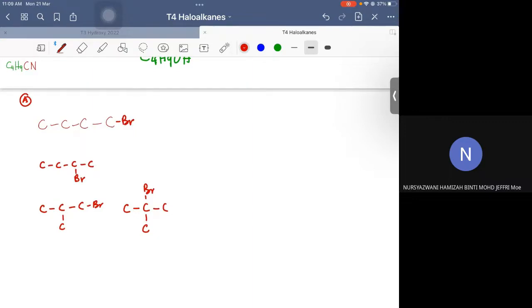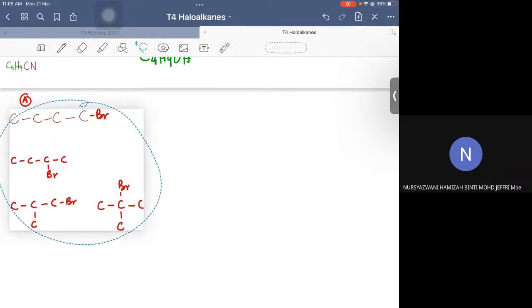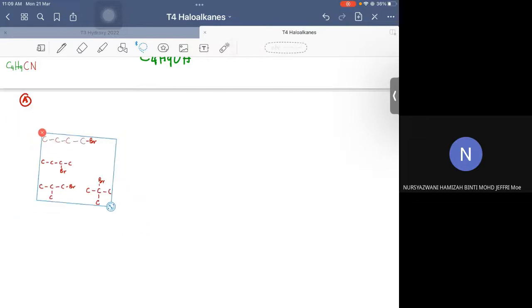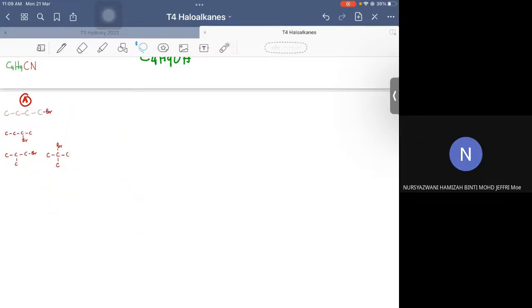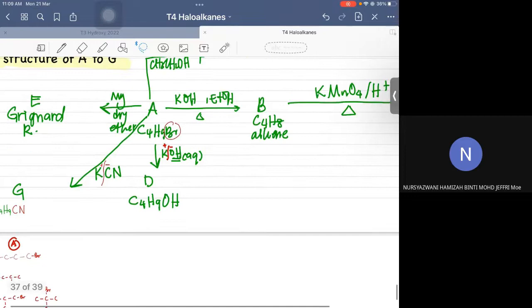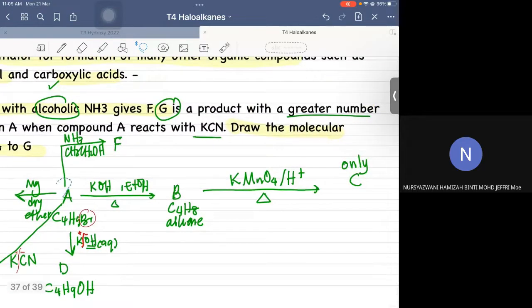Sekiranya kita ada 4 A, maksudnya kita tak boleh start daripada A. Okay, so you kena ketepikan A ni dahulu. Jangan mula daripada A. Okay, alright, B. Boleh tak kita mulakan daripada B? A react dengan KOH ethanol, dapat B. B adalah alkena. Boleh tak kita predict C4H8 menggunakan alkena?